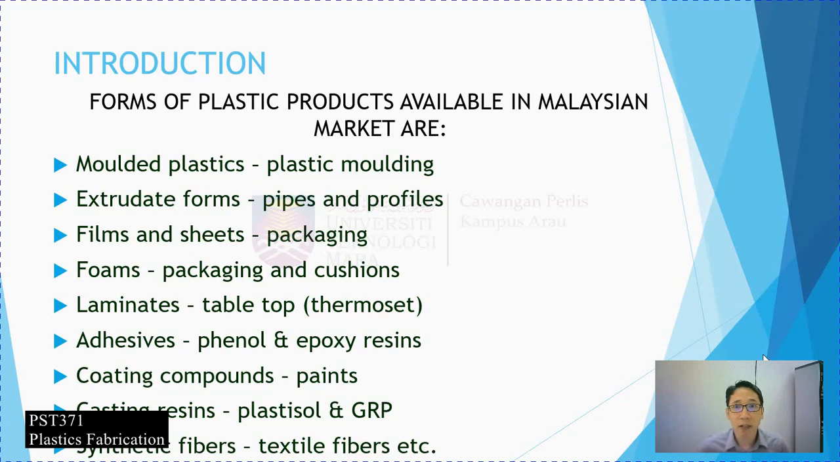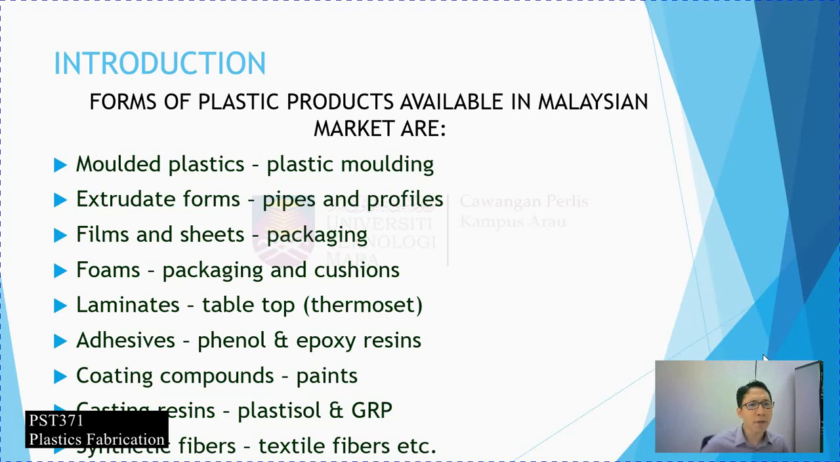Next, forms of plastic products available in Malaysian markets. This is some of the plastic products available in Malaysia, but it is not entirely conclusive, because there are more and vast types of plastic being used, but these are the most common. The first one is molded plastic, or plastic molding. Then extruded forms such as pipes and profiles. Don't worry if you don't understand each of the equipment and products. Later on we will cover each of these products and how they are manufactured to produce the final product.